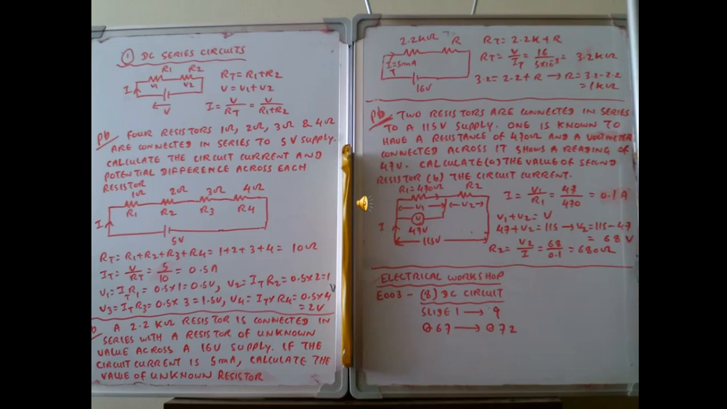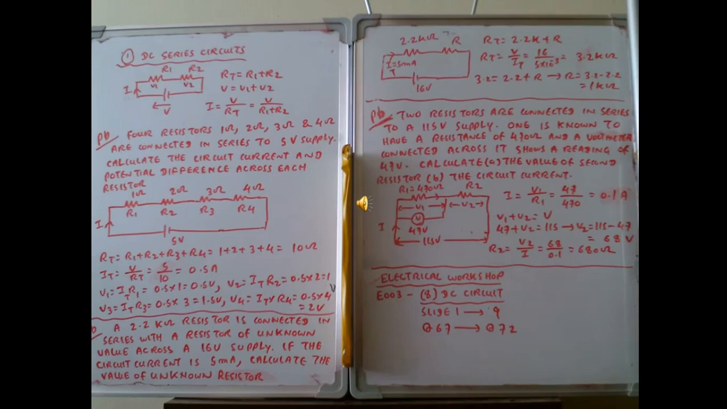We draw the circuit: 2.2 kilo ohm and R connected in series, and then the series combination is connected to the system voltage, and in the diagram you can see ID is equal to 5 milliampere. Then we firstly write the equation RT equal to 2.2 k plus R.